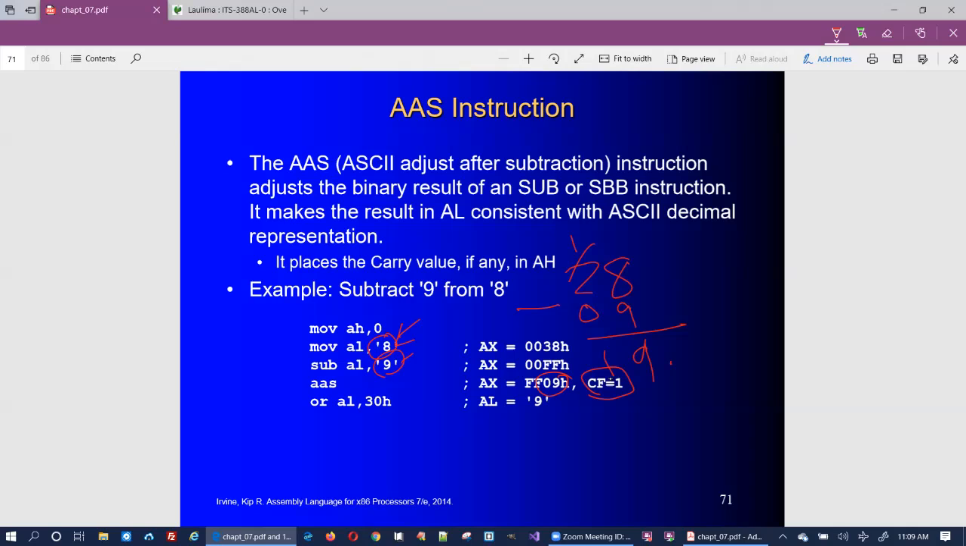So the carry flag will be set because the borrow will be set to 1. And we then do the ASCII adjust after subtraction, and it converts it into this. And then we OR the lower byte with 30, and we get an ASCII 9 in AL.